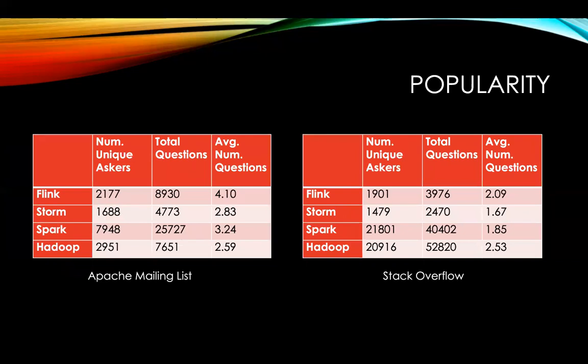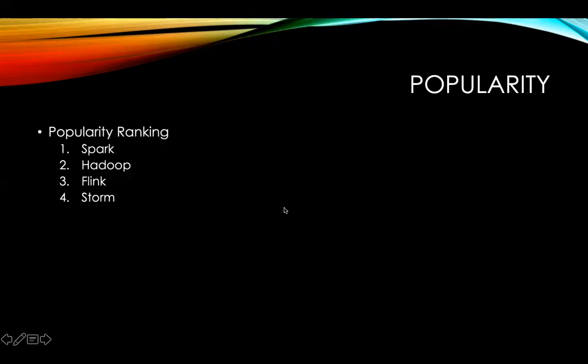And then for the next popularity metric, we looked at the number of unique people asking questions related to each framework. As you can see, by far, Spark and Hadoop on Stack Overflow had the most users, with about 20,000 each. But interestingly, Flink on the Apache mailing list only had 2,000 users, but each of them asked an average of 4 questions, which is much higher than all the other frameworks. So for the final rankings for popularity, we have Spark, then Hadoop, and finally Flink and Storm.